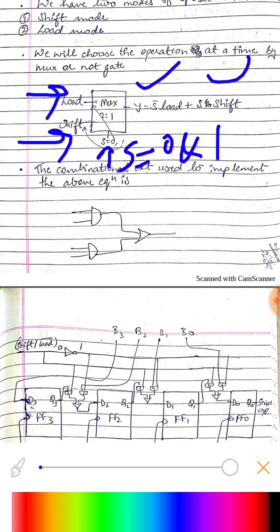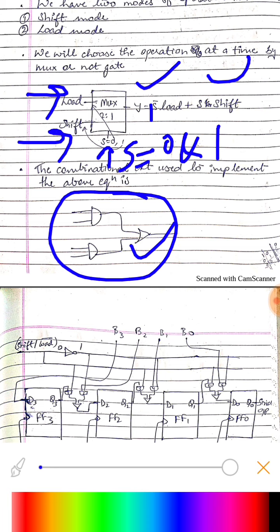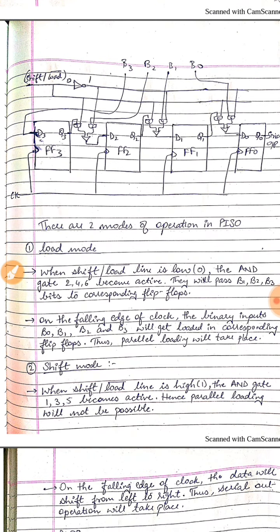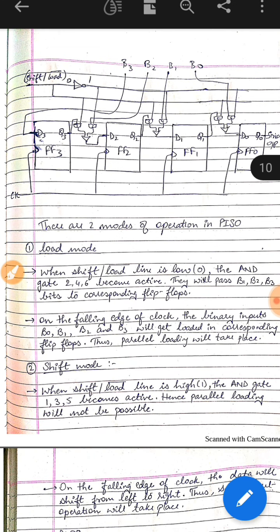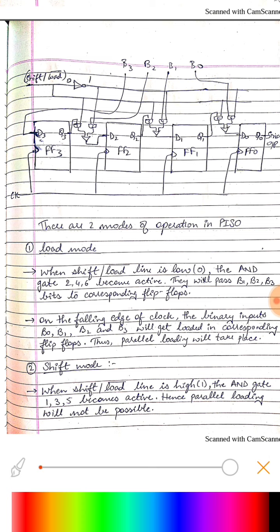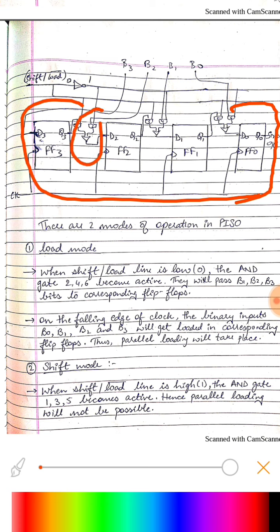You all know the working of a multiplexer very well. This is how we can implement the multiplexer using two AND gates and one OR gate. So this is the final circuit. Here we need to store 4 bits, so we would require 4 flip-flops, and this is the combinational circuit to choose between the operations shift and load.